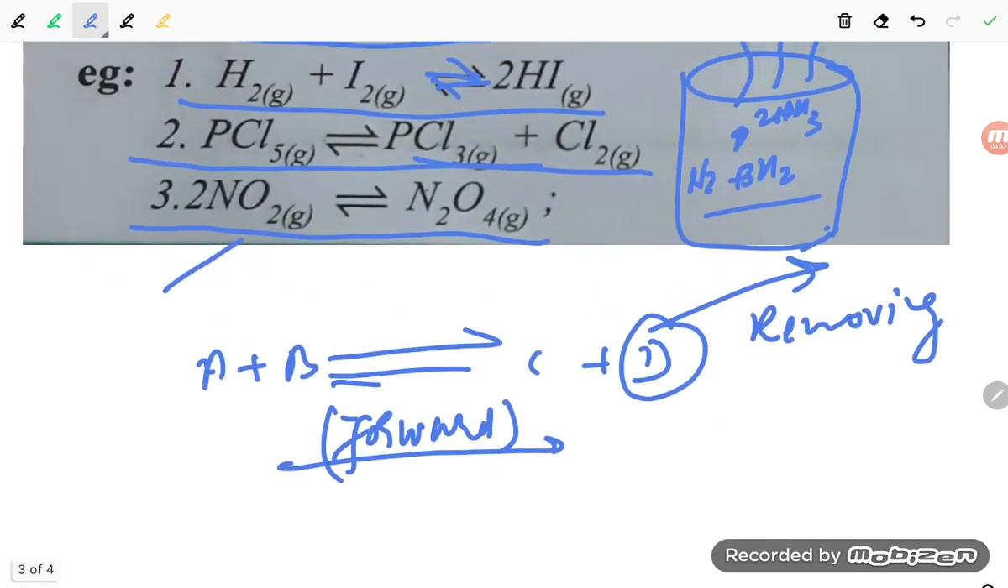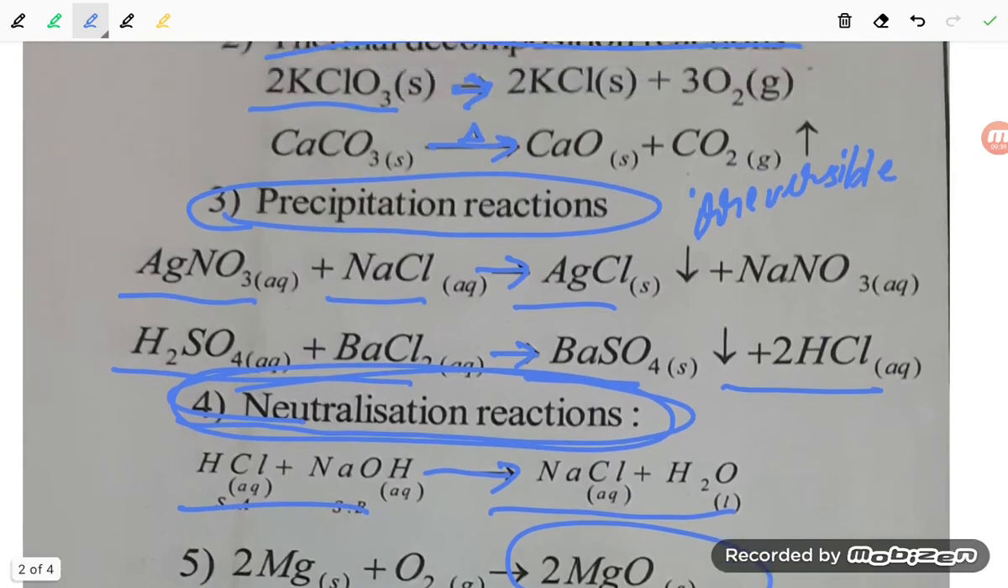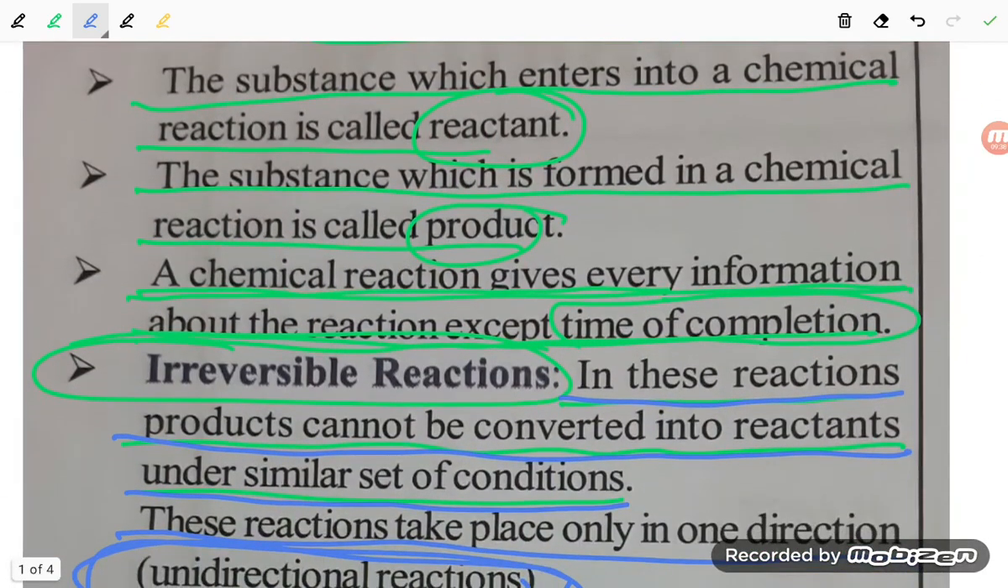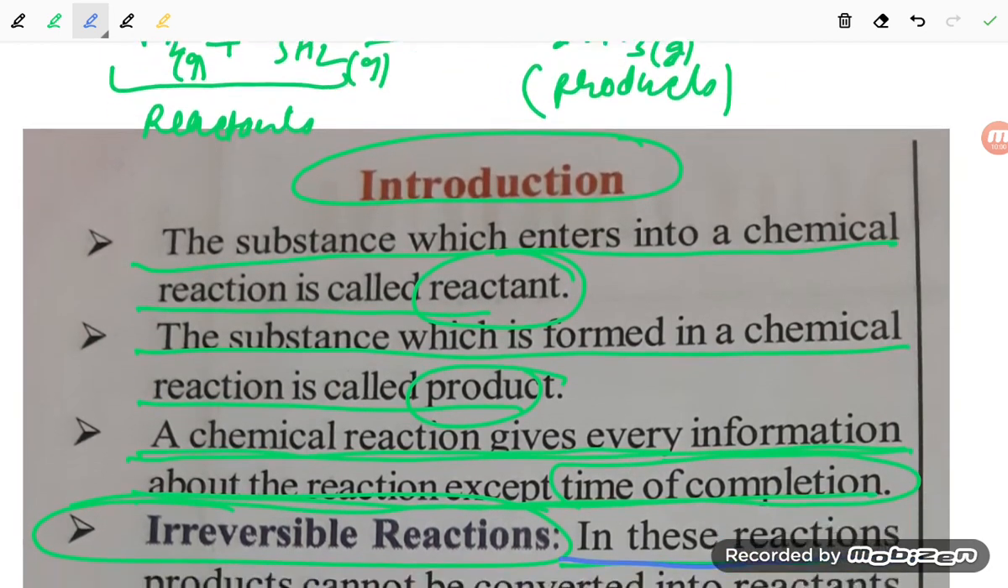So what we are saying, student, is that a reversible reaction is a two-way process, reactant and product. Reactant is converting into product and product into reactant. But an irreversible reaction is only a one-way process: only reactant will convert into product, and no product will convert into reactant. So this is all about the introduction of equilibrium, student. I hope it will be helpful to you.